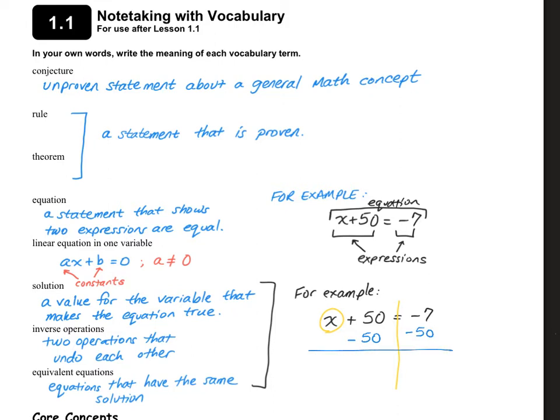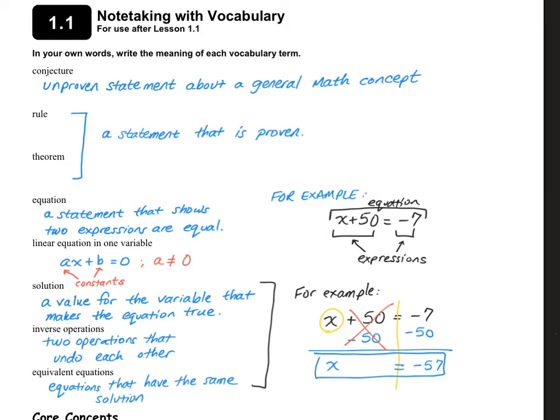What happens in this case is positive 50 and negative 50 cancel out to 0. And what we end up getting is x on the left, and on the right we get negative 57. And so this is my solution. So when we talk about a solution, that's what we're talking about: what is the answer for the variable that makes the equation true? In this case, this is my equation, this is my answer, or my solution.